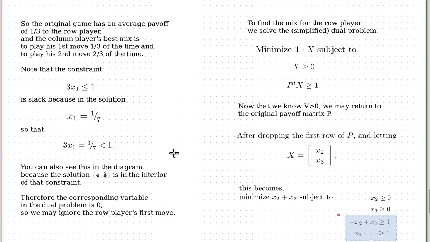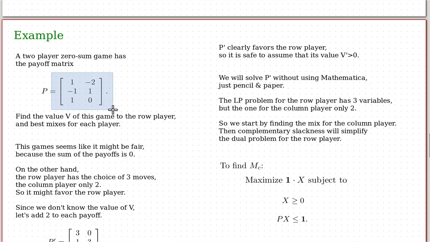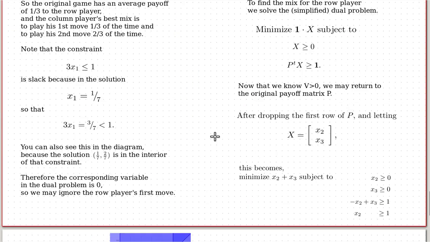And remember, these last two constraints come from the payoff matrix. In the payoff matrix, the original one looked like this. Remember, we're ignoring the first row, so we're only using the constraints that come from the second two rows. So it says negative 1·x2 plus 1·x3 is greater than or equal to 1, and 1·x2 plus 0·x3 is greater than or equal to 1. So that's where these two come from.